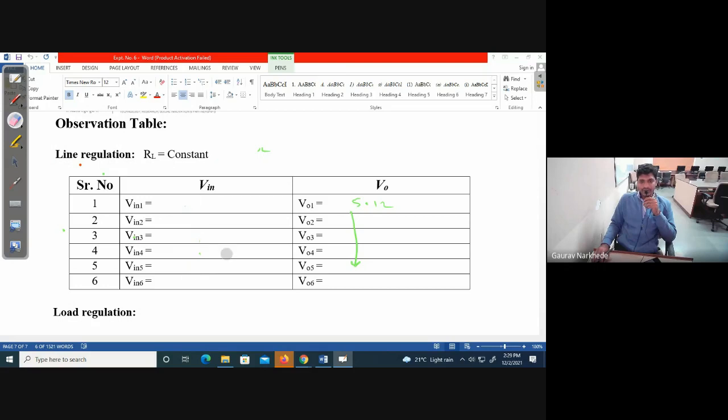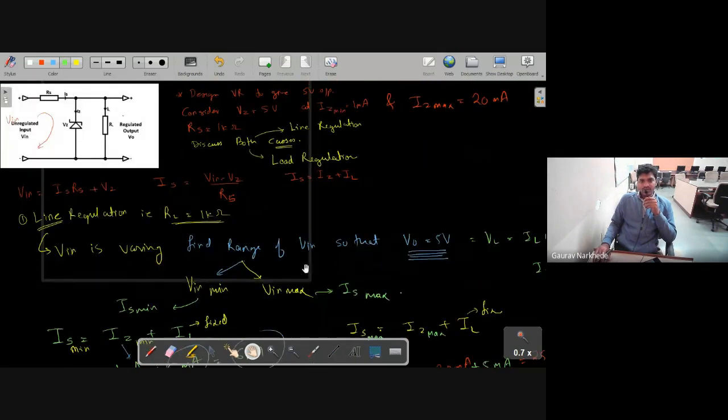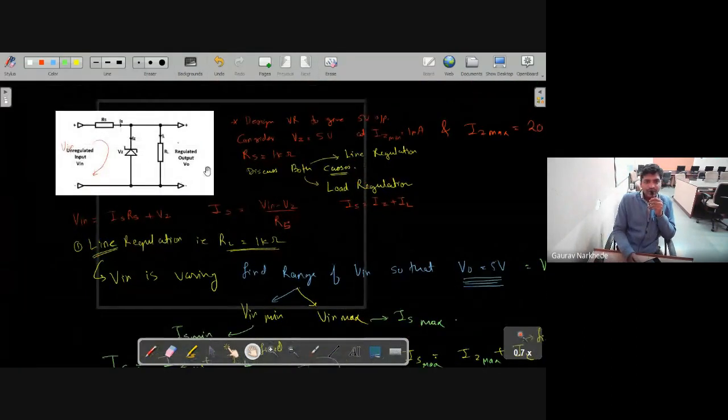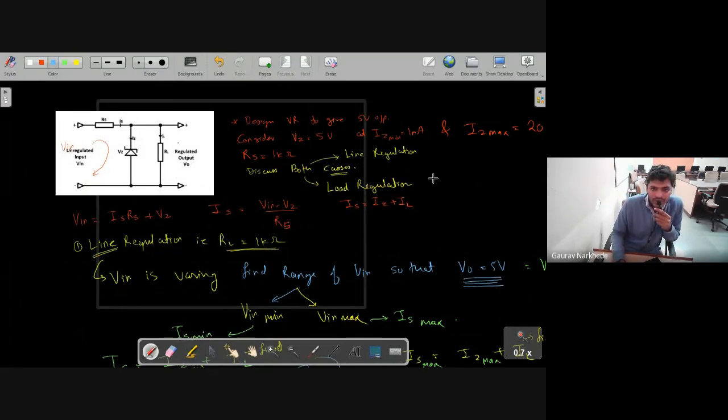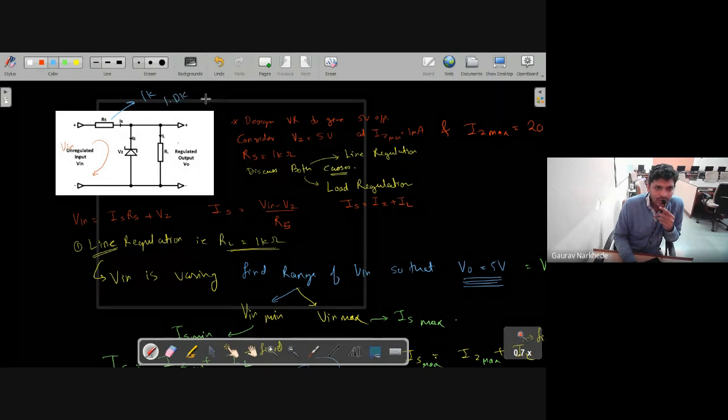Now, those who are very much interested, if your roll number is 21, keep the same conditions, and you can assume this value of RS as per your roll number. Let us suppose your roll number is 01, you can take 1 kilo ohms. If your roll number is 10, you can take 1.0 kilo ohms. If 12, you can take 1.2 kilo ohms. If 41, you can take 4.1 kilo ohms.